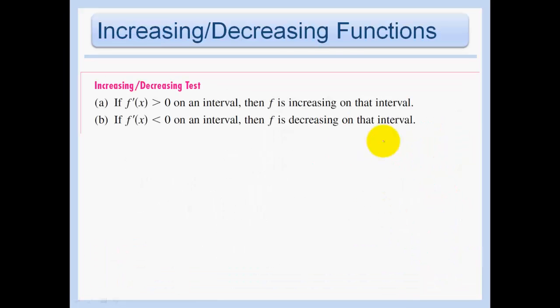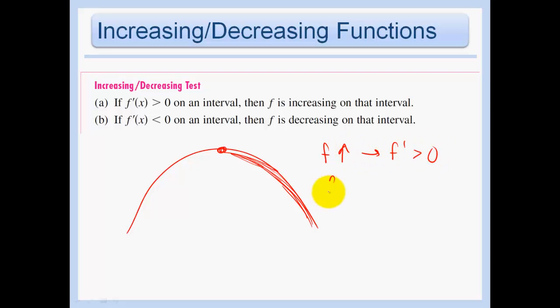An increasing function is just saying that the derivative is positive on that interval. A decreasing function would mean that the derivative is negative on that interval. So if we look here, we can see that the derivative is negative from here to here and that's where the function is decreasing. So don't get confused. The function increasing means that the derivative is positive. The function decreasing means that the derivative is negative.